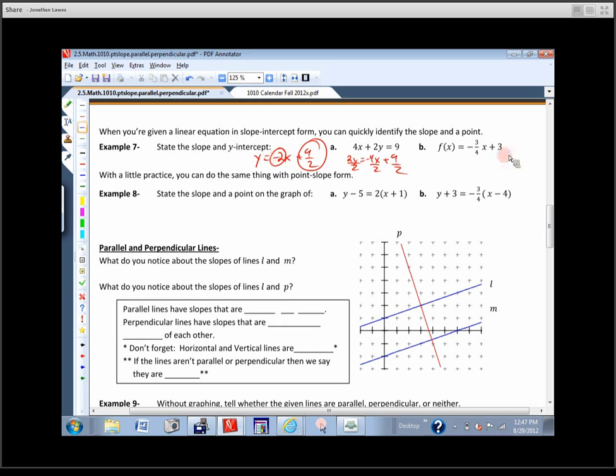We did some of this yesterday. So negative 2 is the slope, 9 halves is the y-intercept. Is this one good?